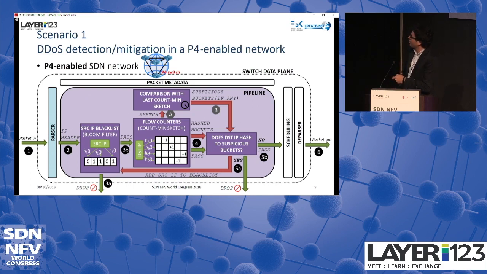So every time a packet with a specific destination IP comes, we compare the information related to this destination IP address to the information related to the malicious traffic. If the destination is the one that we believe is under attack, we add this specific source IP to the source IP blacklist, and we drop the packet. Otherwise, we pass it to transmission. So this is a quite simple implementation in the pipeline for DDoS detection and mitigation logic.